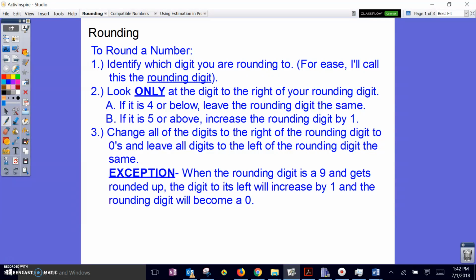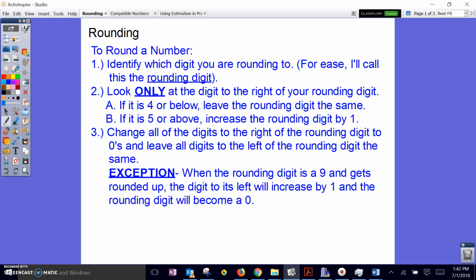In this video, we're going to quickly review some of the basics of rounding. Just a real quick clean up of a few misunderstandings some people may have. So in order to round a number, we're going to go through a kind of three-step process.